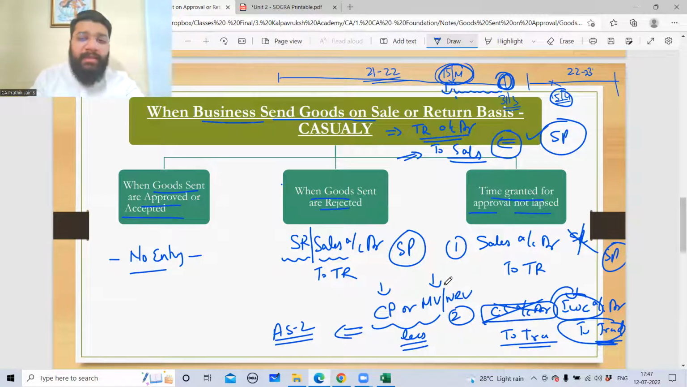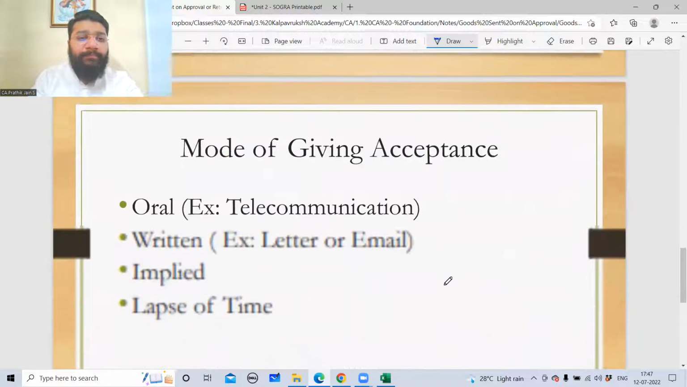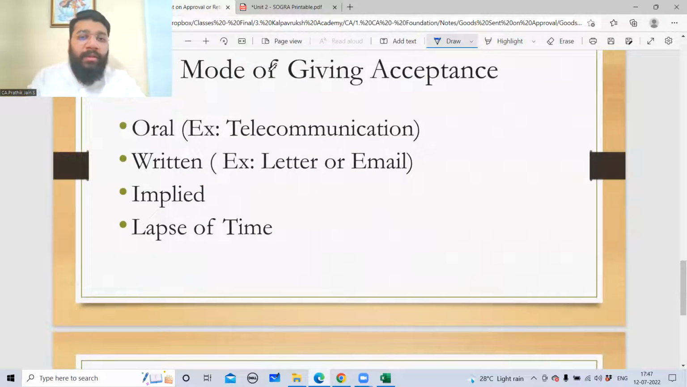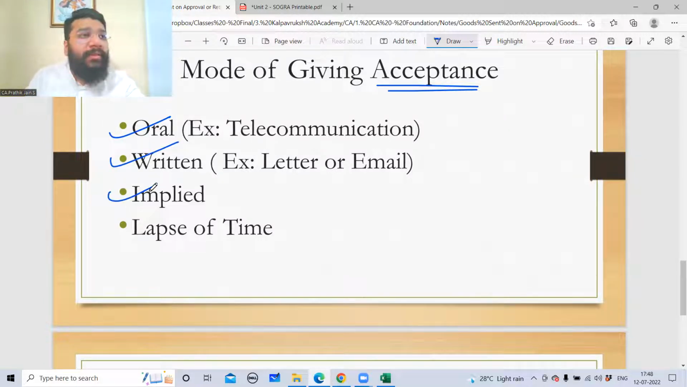So till this we have discussed in the last class, guys. Do you have any doubts in this? No doubts. Wonderful. Acceptance can be given in 4 ways. One is oral acceptance. Second is written acceptance. Third is implied. Implied means you do certain actions or activity which will confirm that the sale has taken place.